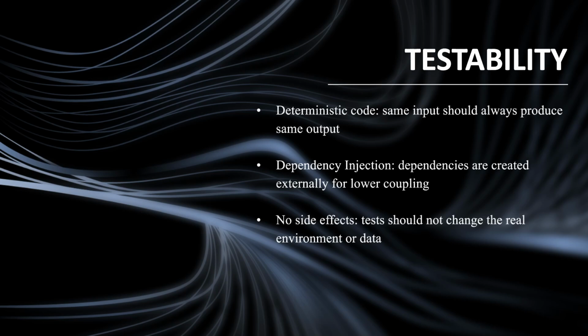The third idea is avoiding side effects. A side effect is when a method changes something outside of what you're trying to test, like writing to a real file, updating a real database, or calling a real API. Side effects make tests slower and harder to repeat, so we typically isolate or replace side effects in unit tests.